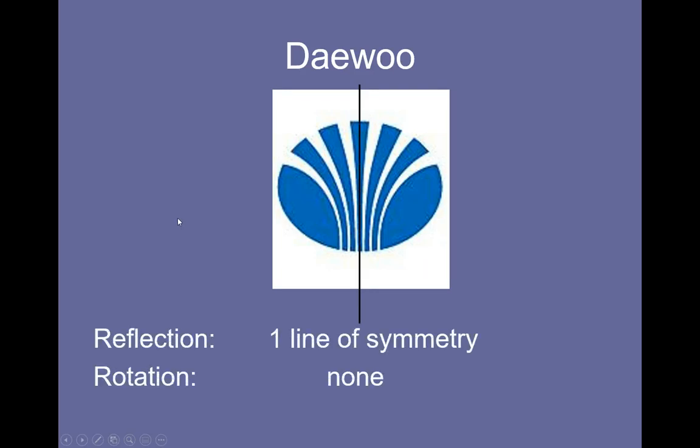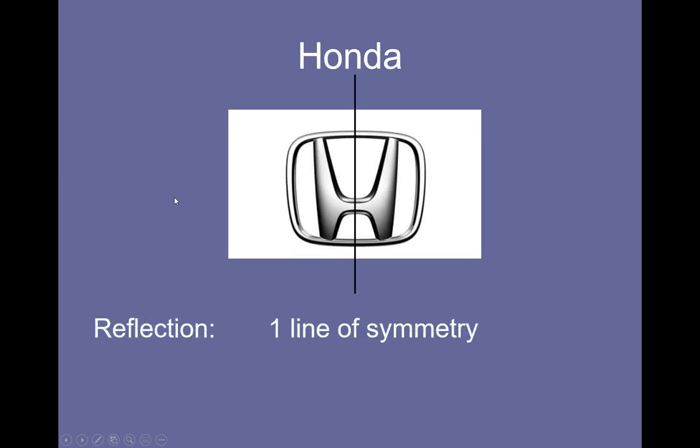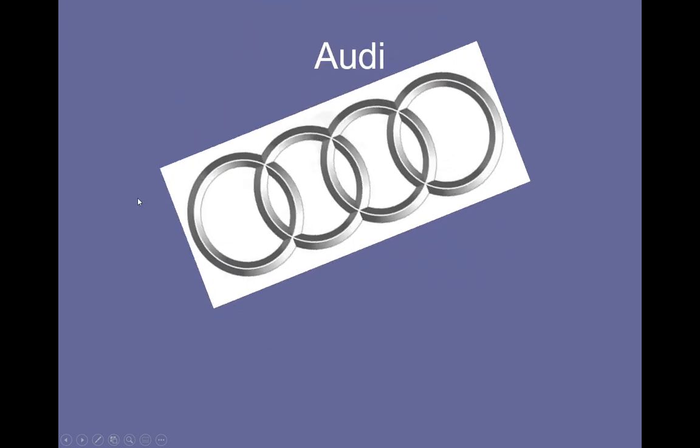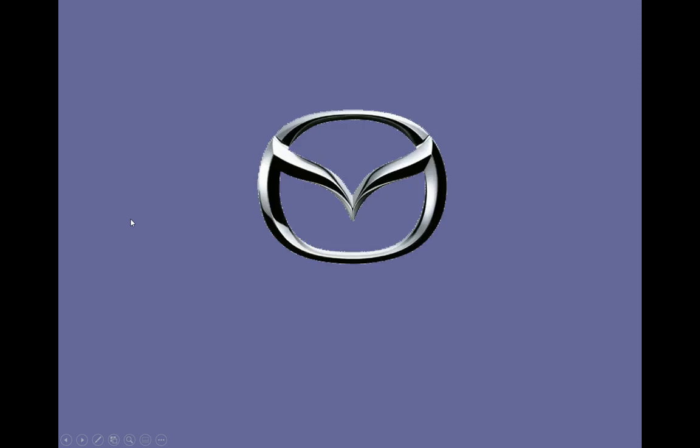Okay. I'm going to give you hard ones. So these ones, now you have to know these ones for the Kahoot. These are the easy ones. Nice. No symmetry. Honda. Good job. 1 line of symmetry. Audi. Good job. It rotates. Yeah, Olympics. 2 lines of symmetry. Mercedes. Nope. Mazda. Mazda, good job.